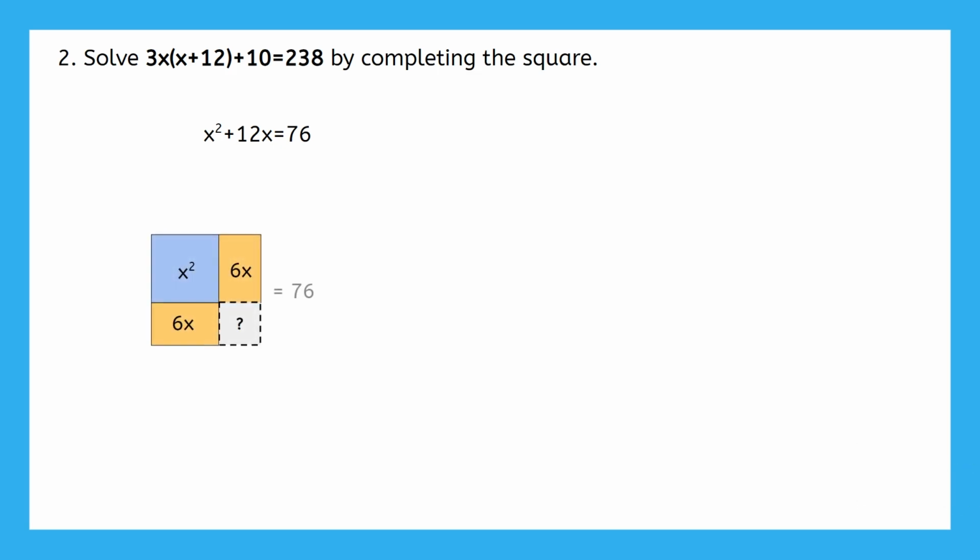We build our square by splitting that 12x in half, which reveals a side length of x plus 6. Multiplying 6 times 6 shows that our empty right bottom box needs to have a 36 in it. So we add 36 to both sides. Using our model, we can rewrite the equation as x plus 6 squared equals 112.